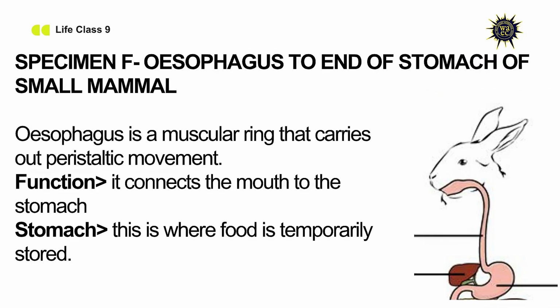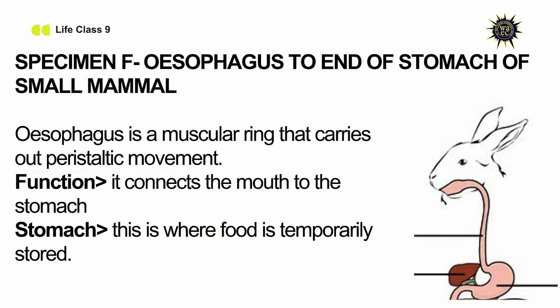Specimen F is esophagus to end of stomach of a small mammal. Now, this particular specimen is very tricky. The only thing you need to know is the information of the esophagus and the stomach. So let's start with the esophagus. The esophagus is a muscular ring that carries out peristaltic movement. That's very important. It carries out peristaltic movement. You can go and study more on peristaltic movement.